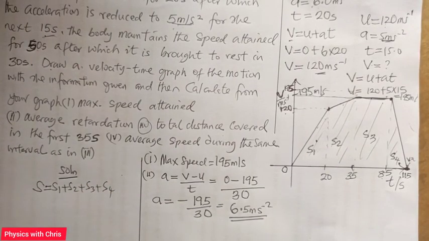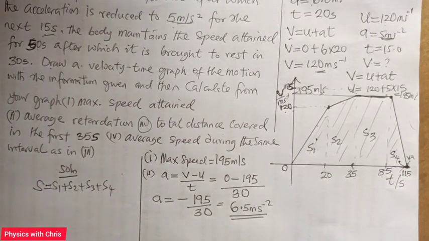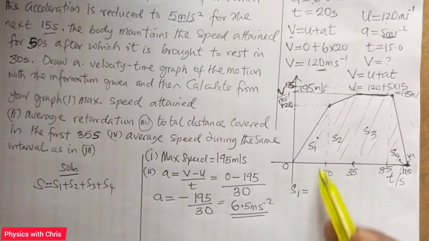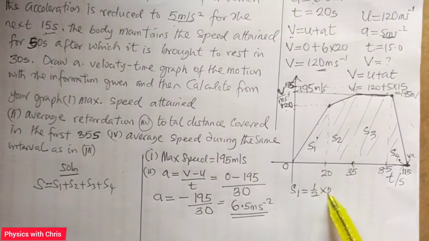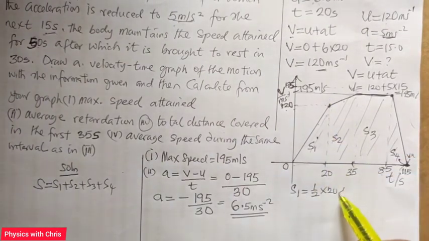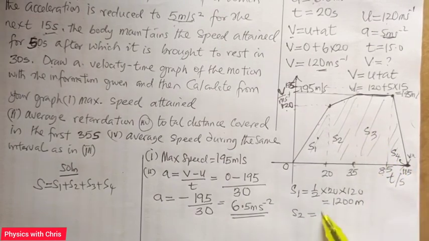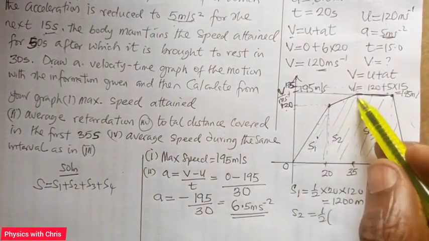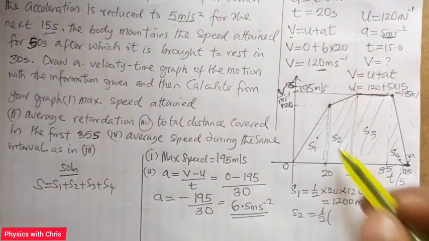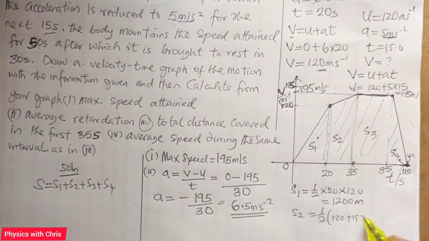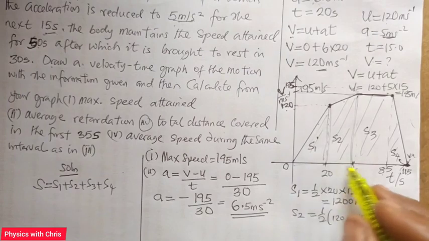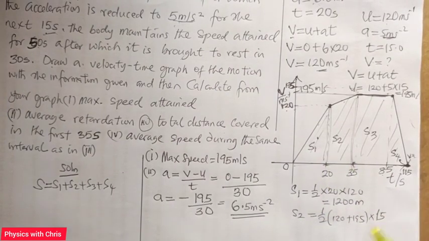I won't have all the time to find the respective areas under the different shapes, but S1 is a triangle, that is half base times height. The base is 20, that is the time. The height is 120, so S1 is 1200 meters. Then S2 quickly is a trapezium, which is half the sum of parallel sides. These two sides are both parallel, and that gives you 120 plus 195 times the height, which is 15. You can work that out.